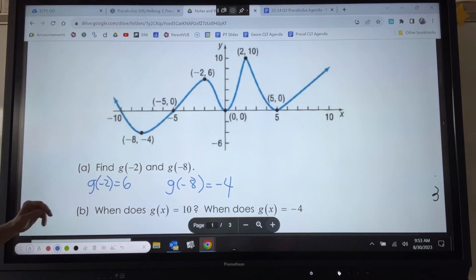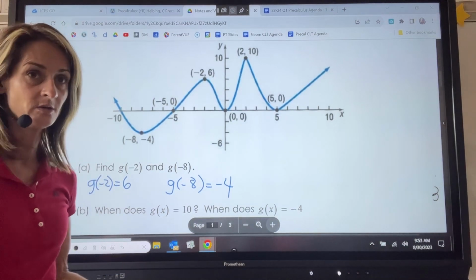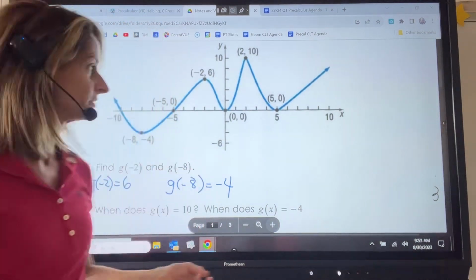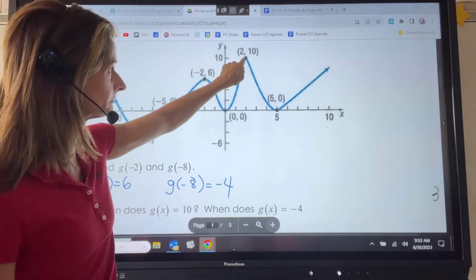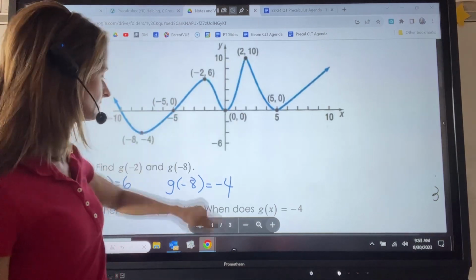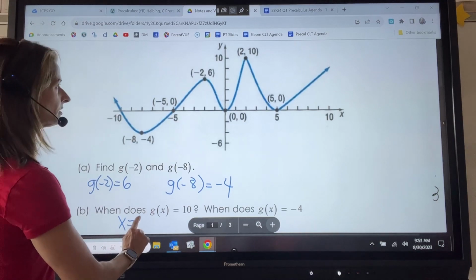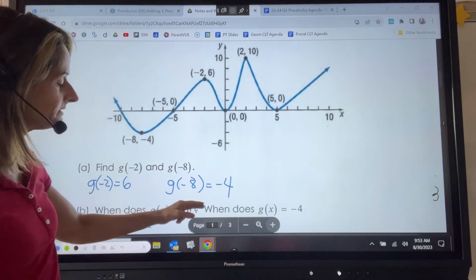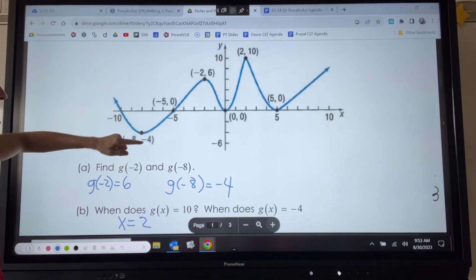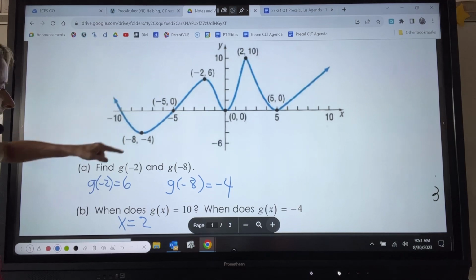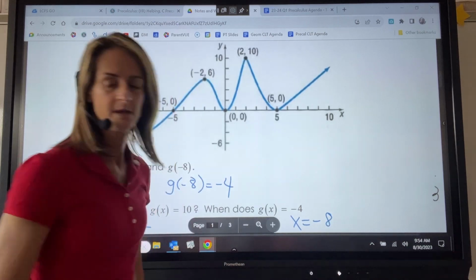All right, so second question, when does G of X equal 10? All right, well, they're giving us the Y value and asking us to find the X value. So we take a look and we say, all right, where's the Y value in this graph? 10, right here. So the X value is 2. So that means X should equal 2. And when does G of X equal -4? All right, where's -4 for a Y value? Right here. Looks like X is -8. So X equals -8. How are we doing?